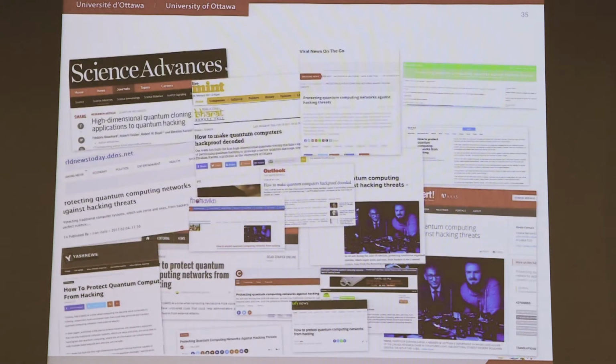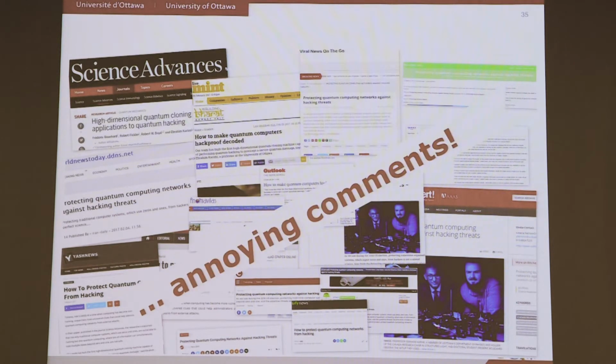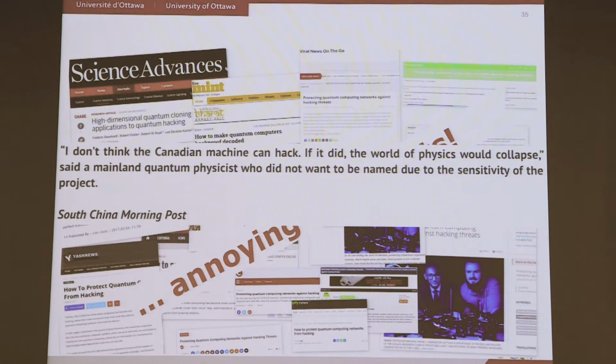So we published this. It got a lot of attention, but one of the reactions, which was so annoying, was this. It was a message in the South China Morning Post. They say, I don't think the Canadian machine can hack it. If it did, the world of physics would collapse, of course. And they say, the mainland quantum physicists who didn't want to be named due to the sensitivity of the project. And I think all of us know who wrote this comment. Okay.